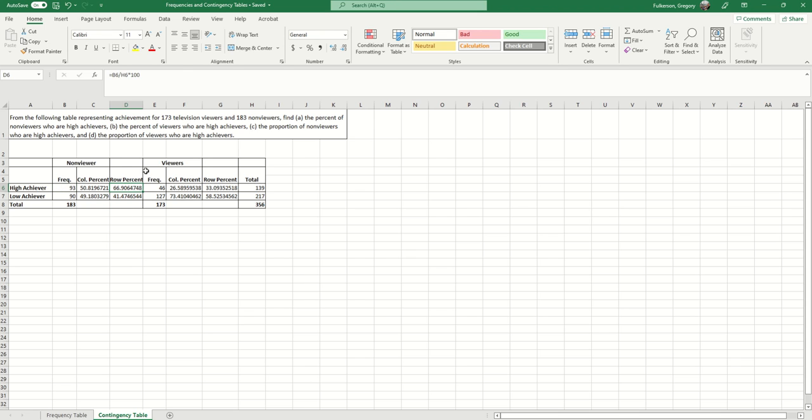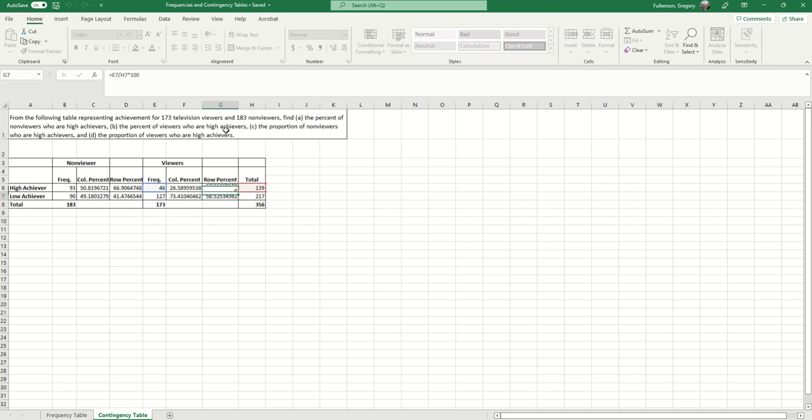Okay, so what do we mean? This percent, you can see, takes the number for the value and divides it by the total in the row. So there's 139 high achievers, 93 of them are non-viewers of television, and that percent is this value over that times 100. And we do the same thing below that here. So the row percent for low achievers, same thing. And then we also do that over here for the viewers of television.